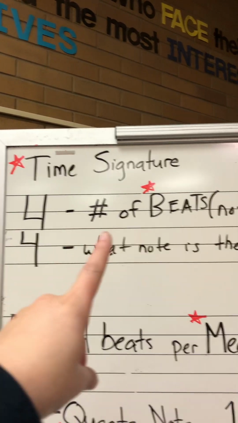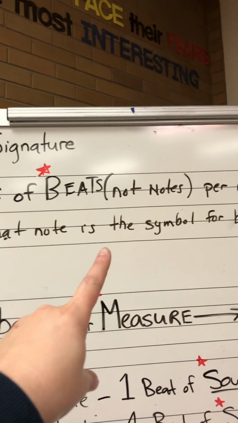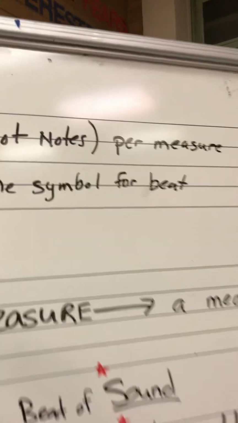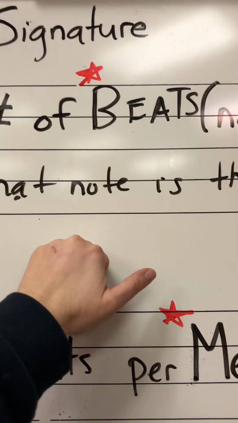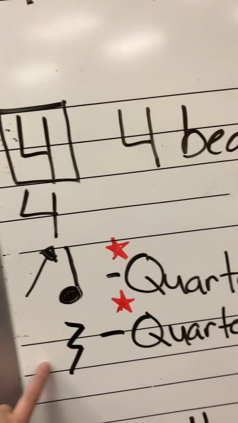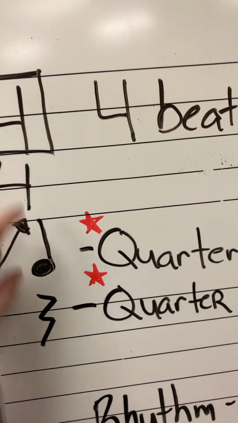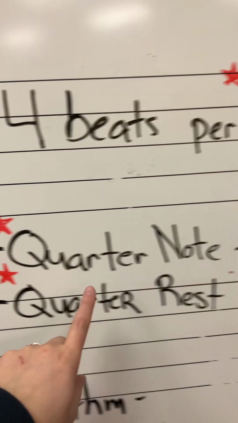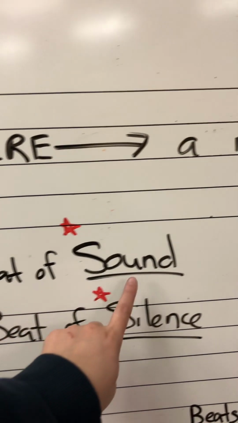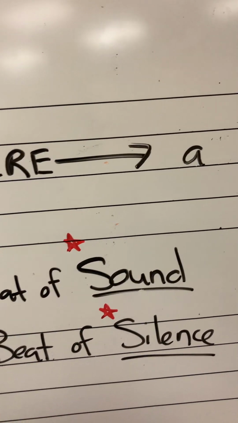Okay, so going back to the top number tells you the number of beats, okay? This bottom number, this 4, tells you what note is the symbol for the beat. So the symbol, when you see a 4 on the bottom, tells you that these 2 notes, a quarter note and a quarter rest, those are the symbols for the beat, okay? This note, when the 4 is on the bottom, gets 1 beat of sound, okay? So it's ta, ta, that's 1 beat of sound.